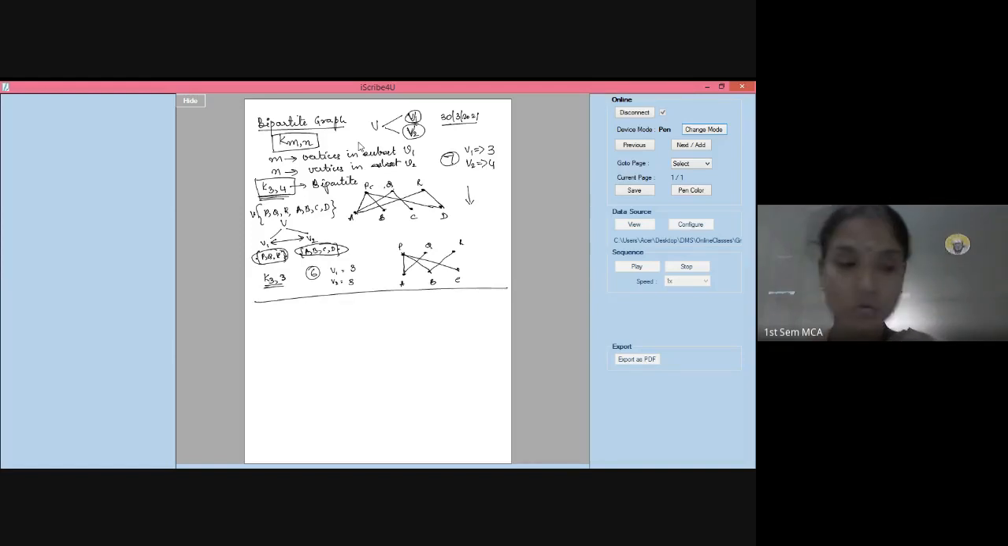Next, I will move on to what is called a complete bipartite graph. What do we mean by complete bipartite? We have seen what is bipartite. Now let us see what is a complete bipartite graph.